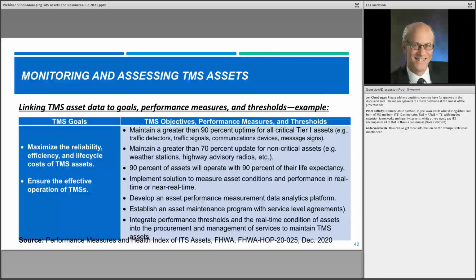So this is just an example of how you can link asset data to goals, performance measures, and thresholds. Your goal might be to maximize the reliability, efficiency, and life cycle costs of ITS assets, and that can link directly to objectives, performance measures, and thresholds. One objective might be 90% of assets will operate within 90% of their life expectancy. So 90% of the assets that you have will live up to 90% of what you expect their life cycle to be.